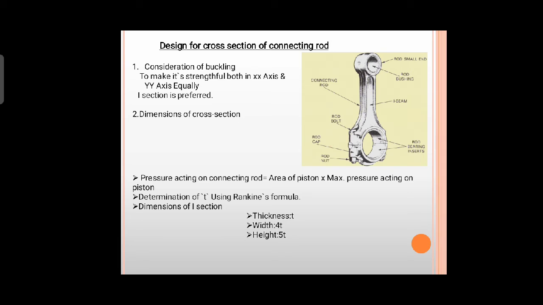Area of the piston head. Maximum pressure acting on the piston. Determine using the Rankine formula. Dimension of I section: thickness 4t, width 4t, height 5t.